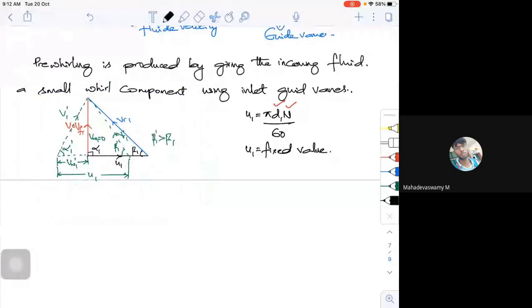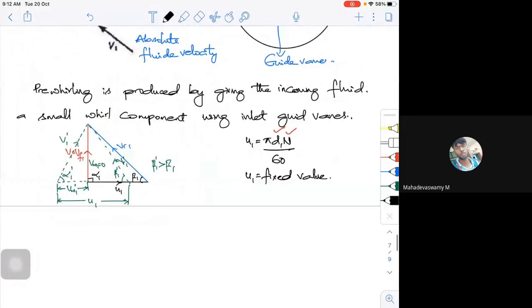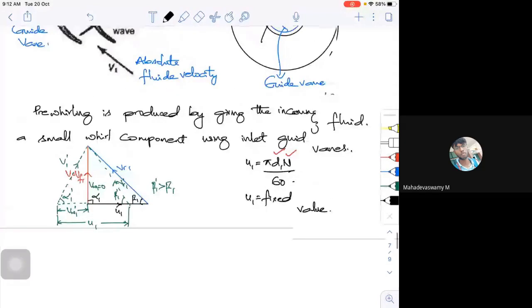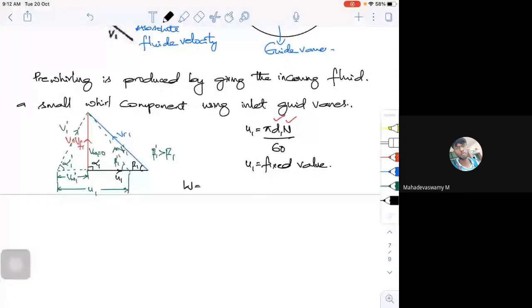The main purpose of pre-whirling is that, between the old velocity triangle and the new velocity triangle, the energy levels should be the same, and the energy should not get dissipated. When you write the work done equation, W is equal to VW2 into U2 minus VW1 into U1. In the previous case, it was only VW2 into U2 because VW1 was 0. I am adding a small component, so there is a small reduction in the work.